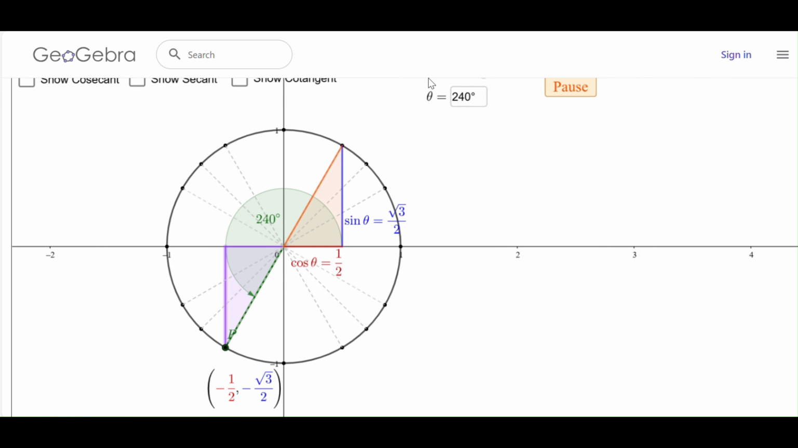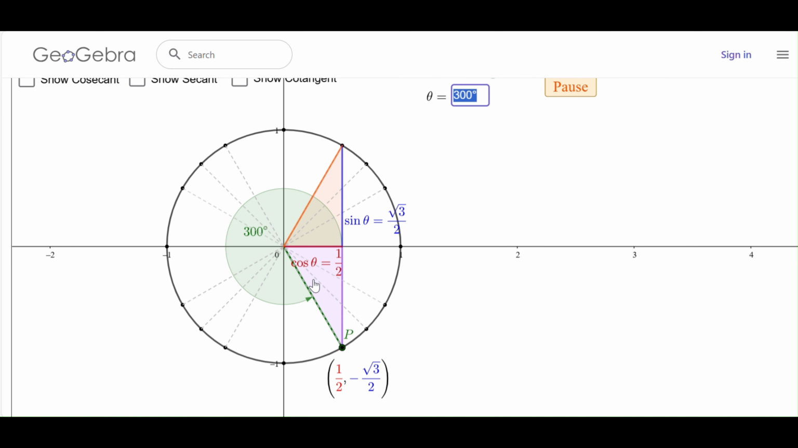If we add another 60 degrees, so we have 300. Yep, this angle here is easy to be found, right? So cosine remains positive for both 60 and 300 degrees, while the only difference is for 60 my sine is positive, right? Radical 3 over 2, while for 300 my sine is negative. Negative radical 3 over 2.